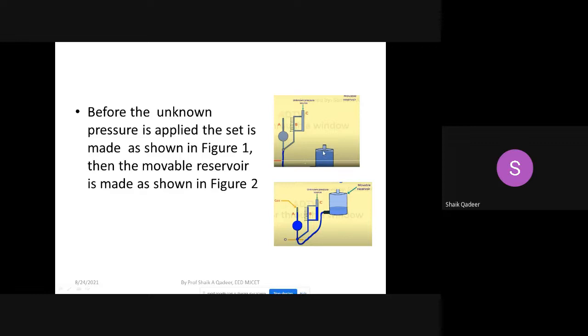A movable reservoir is available, with the help of which we move the mercury in and out. Initially, we release the mercury from this setup and let the known pressure come in. Then, to transform this low pressure into high pressure, we move this reservoir up and accordingly push the mercury level up. The idea is to increase the pressure from P1 to P2 so that the volume decreases from V1 to V2. Hope it is clear to everybody.